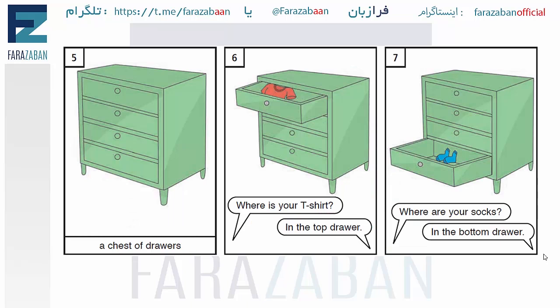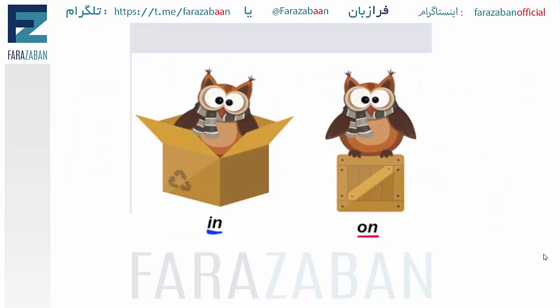A chest of drawers. یک کمد کشودار. Where's your t-shirt? In the top drawer. تیشرتت کو تو کشو بالایی. Where are your socks? In the bottom drawer. جورابات کجان؟ کشو پایینی. Top, bottom. Okay? So, the prepositions. In داخل چیزی.